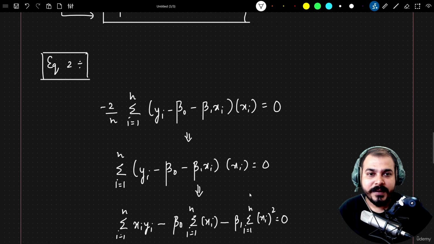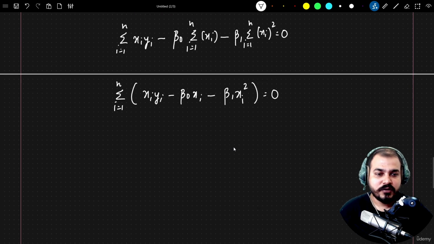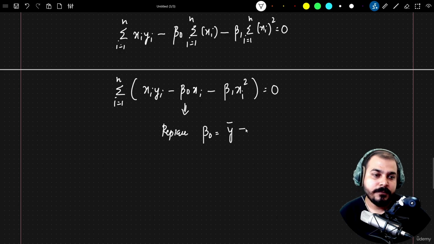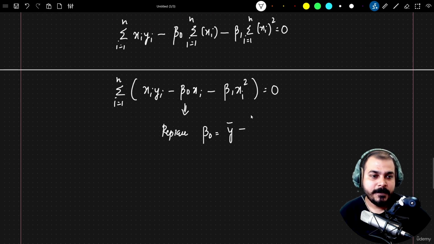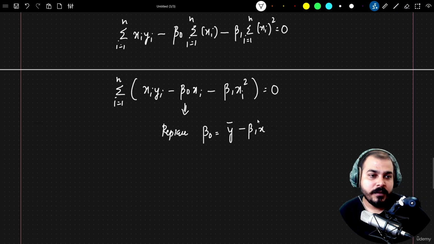Now you know the beta 0 value. It is y bar minus beta 1 into x bar. So what I'm going to do, I'm going to replace beta 0 with y bar minus beta 1 into x bar.